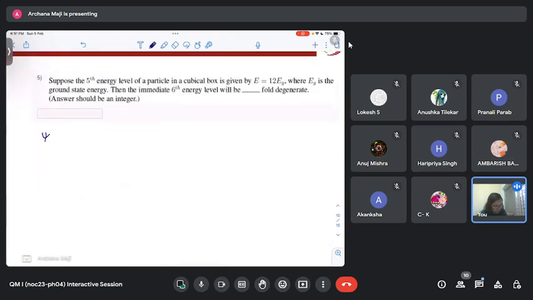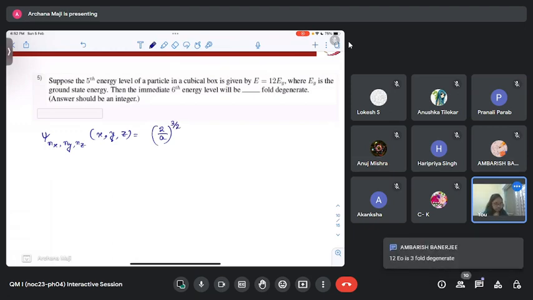So let me just write the wave function and the energy spectrum. So nx, ny, nz, it is a function of x, y and z. Now the normalization condition, the normalization constant now will be 2 over a to the power 3 by 2. So for a two-dimensional box it's just 2 over a.